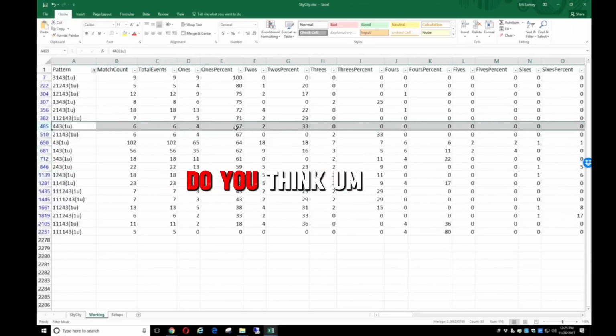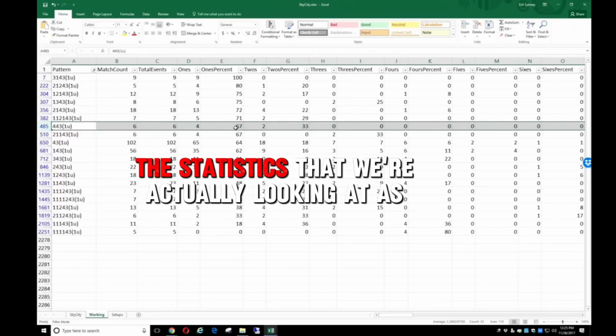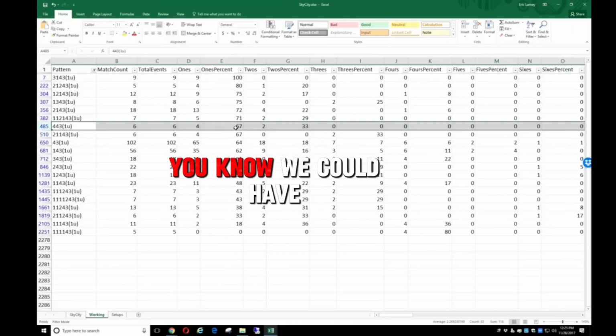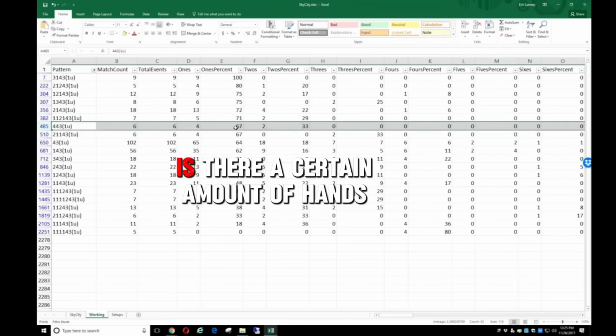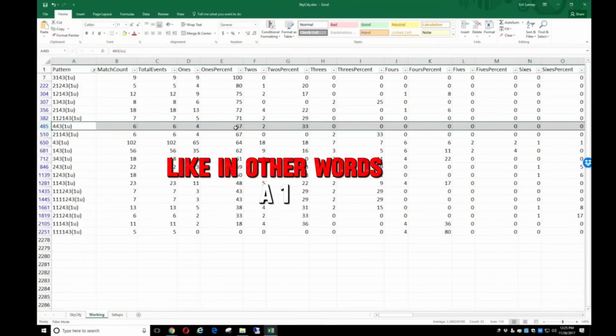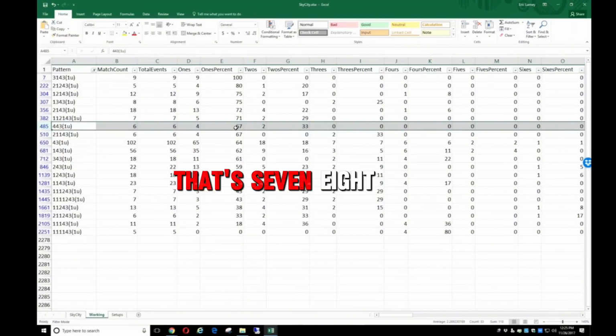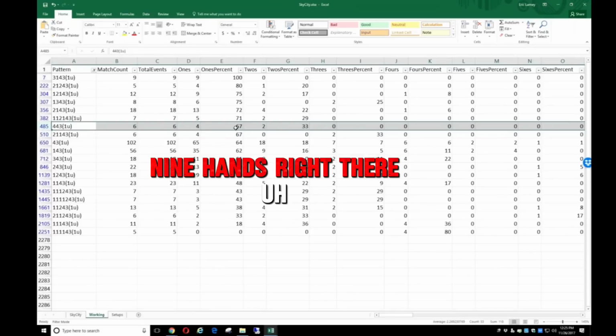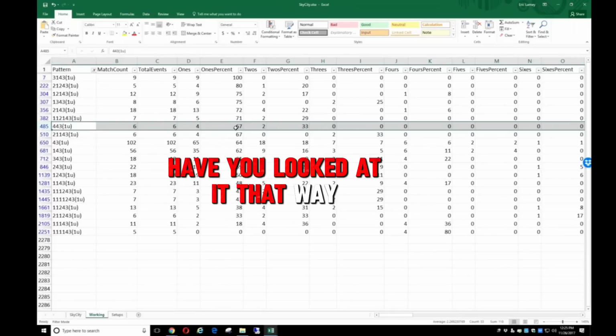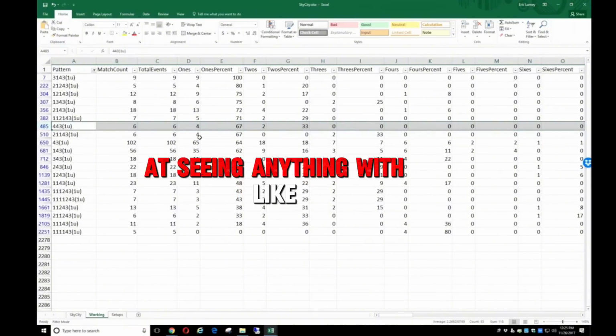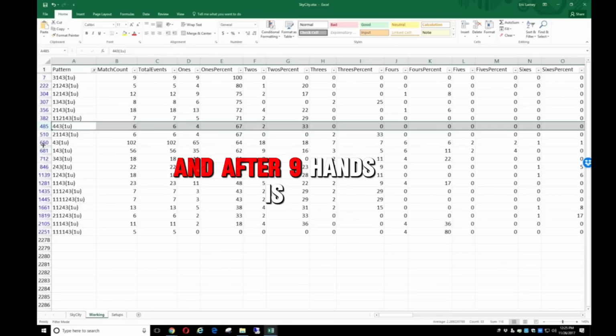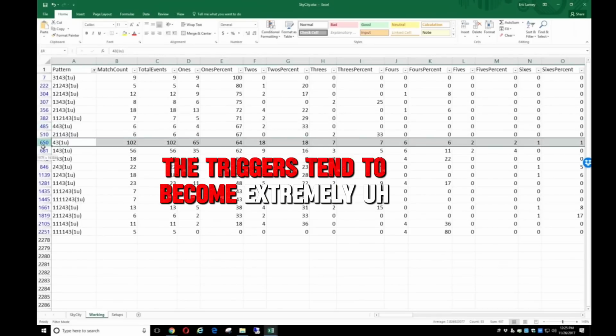Eric, one of the things I've been talking about is to weight the triggers or the statistics that we're actually looking at as to which one is significant. Is there a certain amount of hands? In other words, a 1-4-3, that's 7, 8, 9 hands right there. Have you looked at it that way, that after 9 hands, the triggers tend to become extremely consistent and predictable?